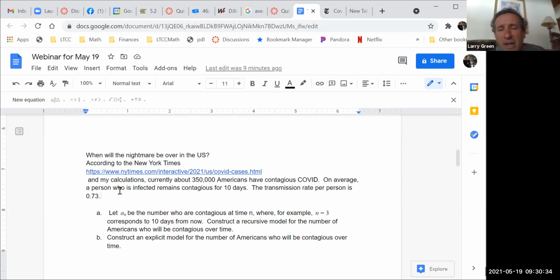Okay, if the transmission rate is 1, what would the graph look like? Yeah, it would look flat, a horizontal line. If the transmission rate is over 1, then it's going to go up. And if it's under 1, it's going to go down. That makes sense? If everyone gives it to fewer than one person on average, over time there are going to be fewer people that have it.